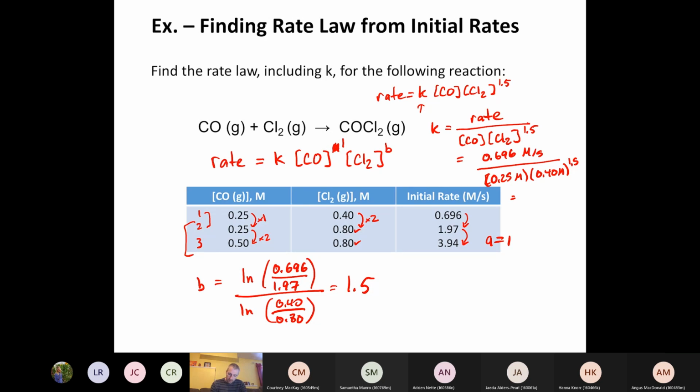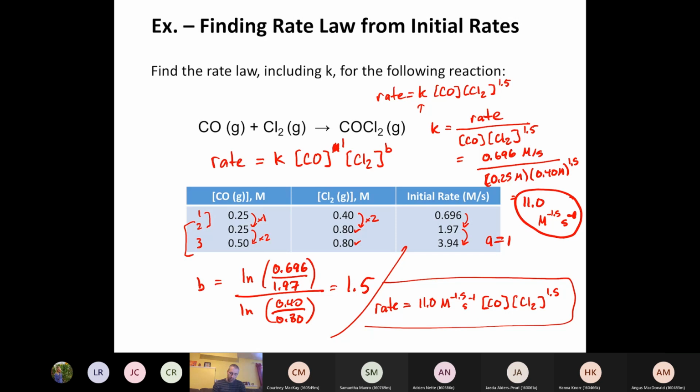You get 11.0 molarity to the negative 1.5 seconds to the minus 1. So this is our value of K. Great. And so that means that our overall rate, our final answer to this question, should be equal to 11.0 molarity to the minus 1.5 seconds to the minus 1 times the concentration of CO times the concentration of Cl2 to the 1.5.